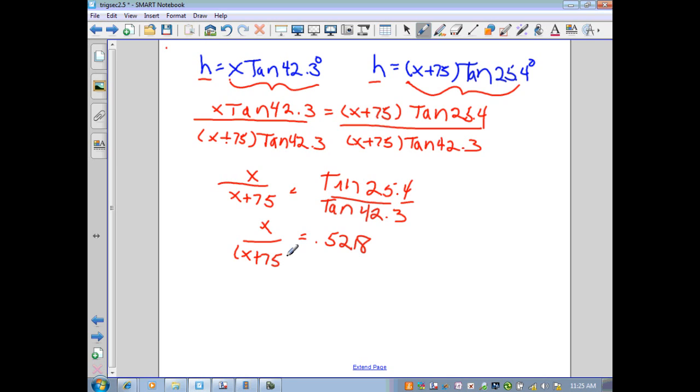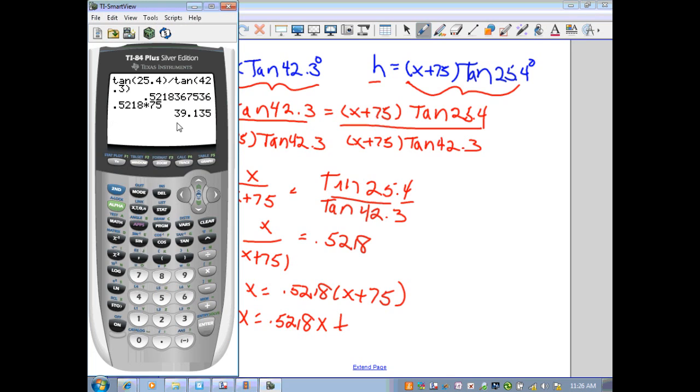Now, I can continue solving this problem by multiplying both sides by X plus 75. That's going to give me X equal to 0.5218 times X plus 75. And when I distribute, X equals 0.5218X plus, and then I'm going to use a calculator to solve for 0.5218 times 75. I'm going to get 39.135.